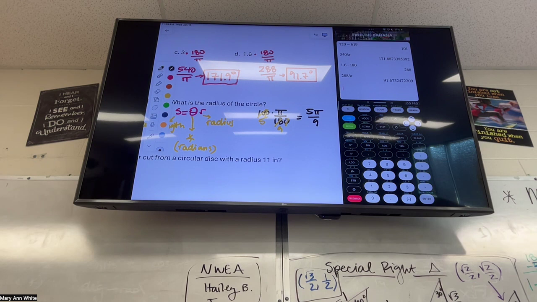And then I plug my other pieces in. I know my arc length is 7. I know my angle is 5 pi over 9, and I don't know what R is. What do I do to find R? Good, divide by 5 pi over 9 or multiply by the reciprocal.